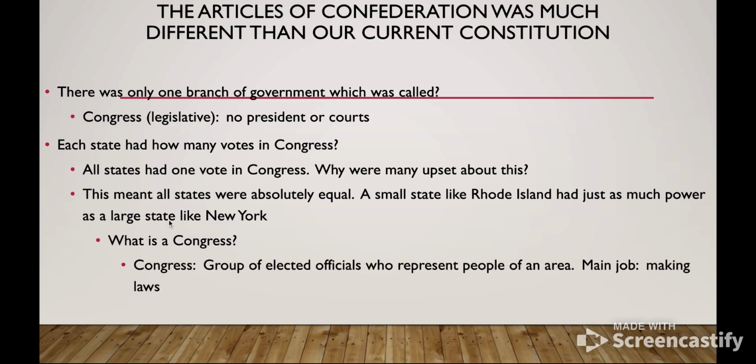What a Congress is, and you need to write that down, even though it's not underlined, it's a group of elected officials who represent an area. Main job is making laws. Congress today, Congress back then, they did other things besides make laws, but that's what they spend most of their time on. So a group of elected officials who represent people of an area, and lawmaking.